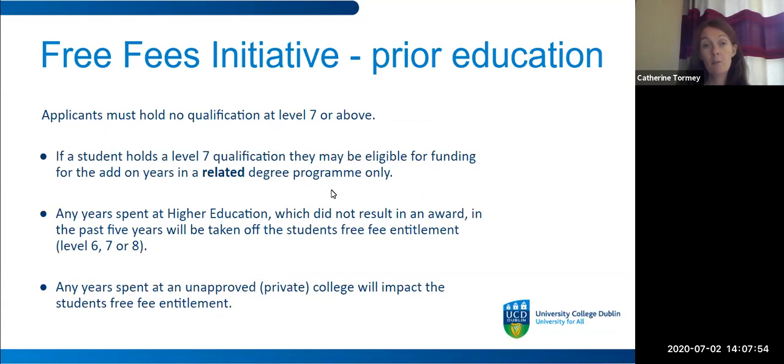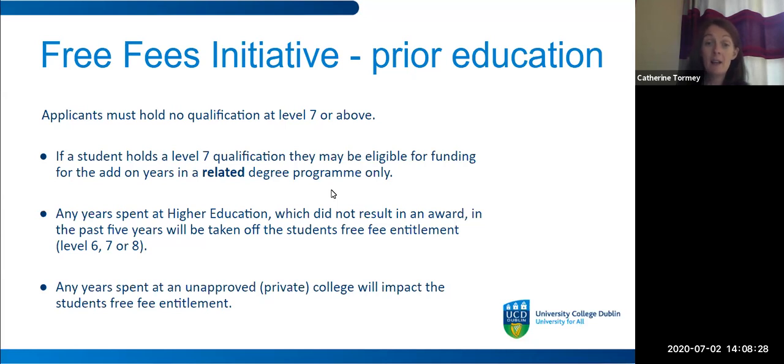So the third criteria is prior education. And applicants must hold no qualification at level 7 or above. If a student holds a level 7 qualification, they may be eligible for funding for the add-on years in a related degree programme. Now, there are a very, very few number of UCD programmes which this would relate to, as in general, UCD doesn't run programmes that you can take the add-on years to make your level 7 a level 8. So if you do hold a level 7 qualification, I'd advise you to touch base with me.